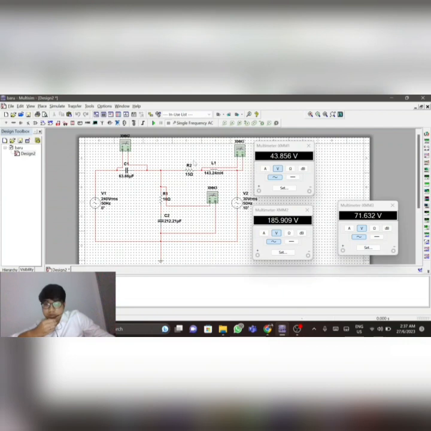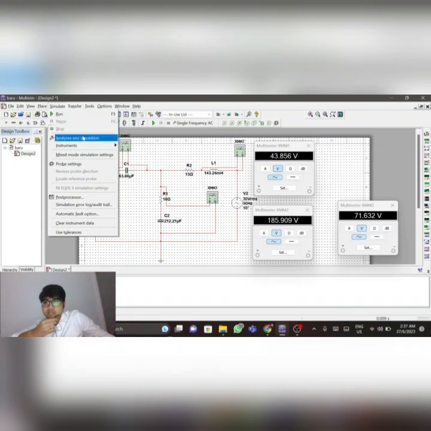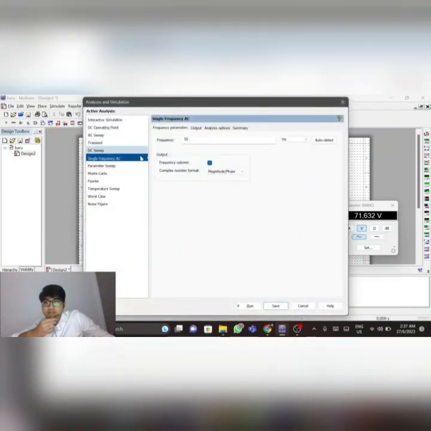Today I'm going to talk about how to find the voltage and current value in phasor form for the capacitor, the load, and also the inductor. First we have to build the circuit. This is the circuit that I have built, and then we choose simulate, then analysis and simulation. In this column we choose single frequency AC. We choose auto detect, which will choose the highest frequency. In the complex number format, we choose magnitude and phase to find the phasor.